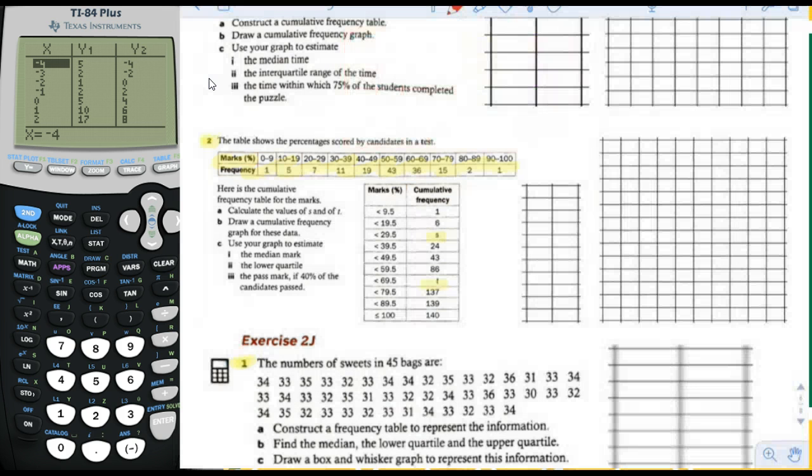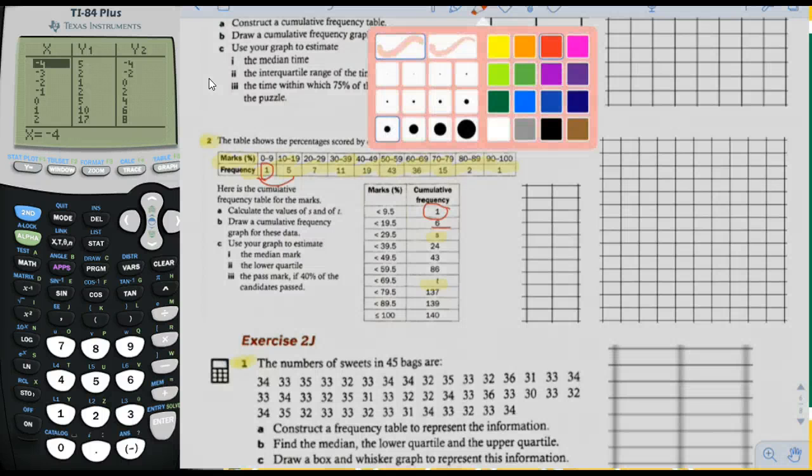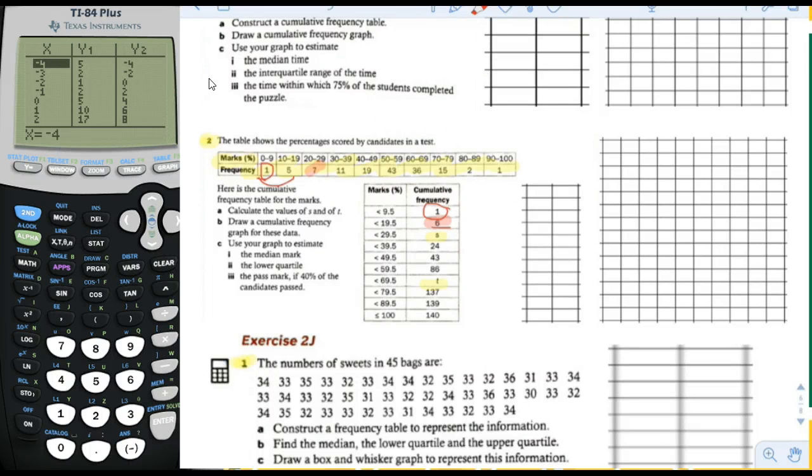Like for example, the first number here is 1 because the first number in the frequency table is 1. The second number is 6 because we should be looking at 1 plus 5, right? So how do we get S? Well, we get S by adding up the first 3 numbers. So it would be 1 plus 5 plus 7, or you could add 6 plus 7. Either way, you're going to get 13.